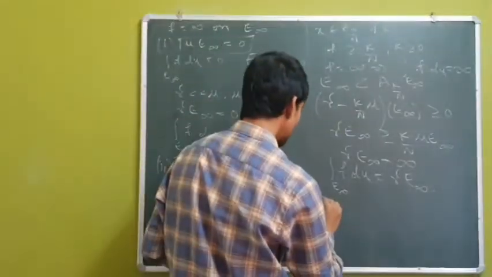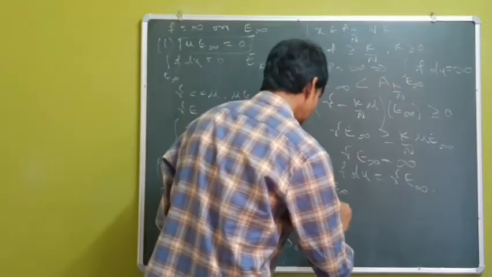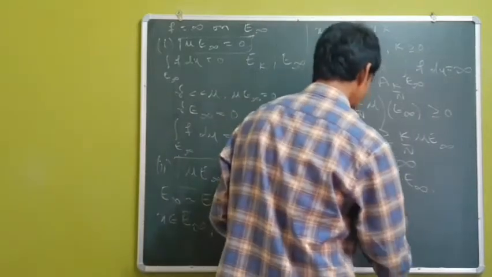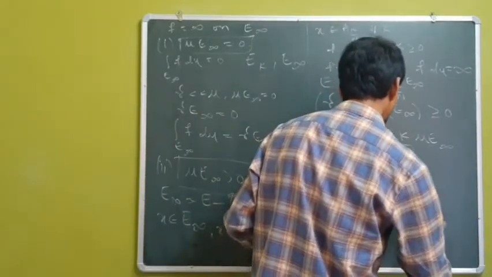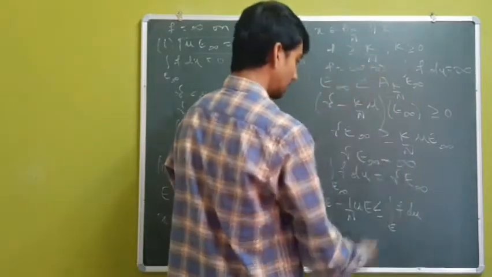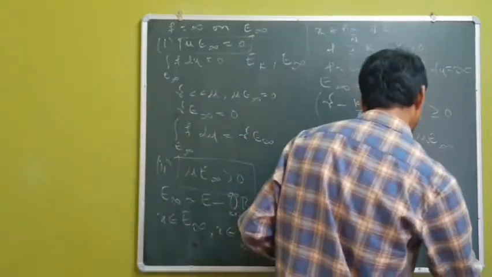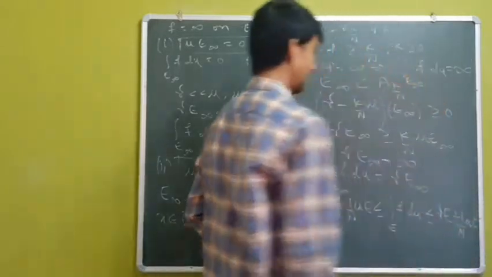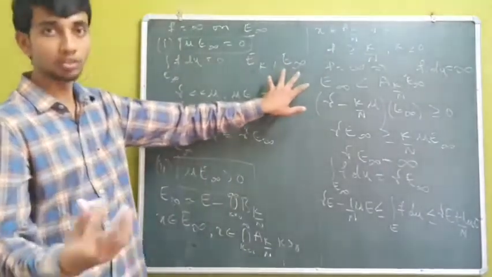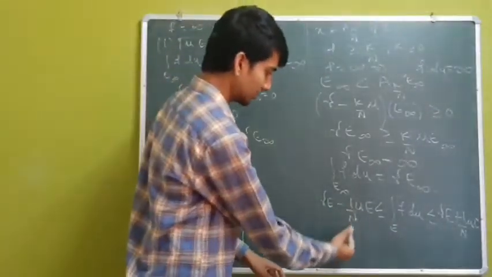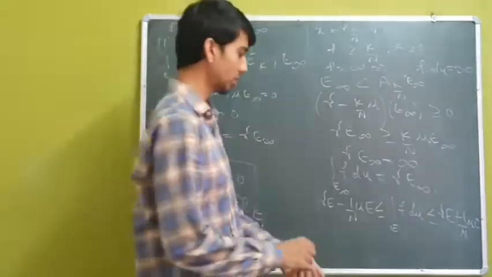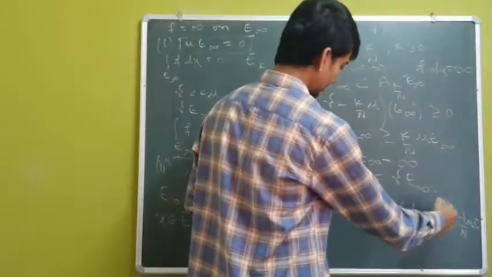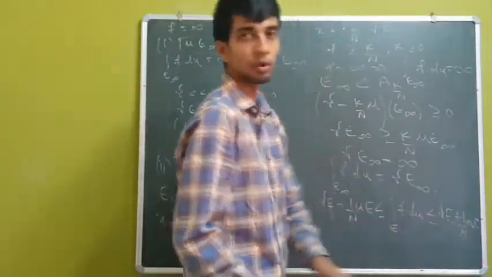Those two inequalities together imply gamma of E minus 1 by n times mu of E is less than or equal to the integral of f over E with respect to mu, and this is less than or equal to gamma of E plus 1 by n times mu of E. So comparing both the cases, I have gamma of E minus 1 by n times mu of E less than or equal to the integral of f over E with respect to mu, and that is less than or equal to gamma of E plus 1 by n times mu of E.